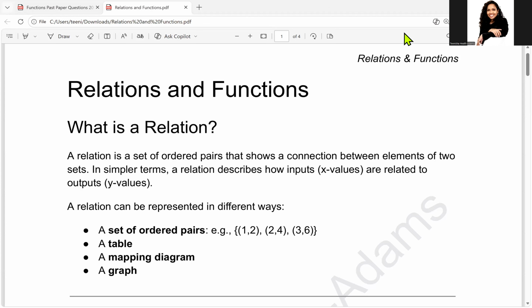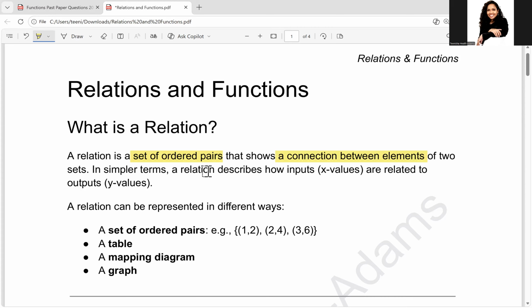What is a relation? Last class, I can't remember how long ago, maybe 2 or 3 weeks, we talked about relations and the different types of relations. A relation is a set of ordered pairs, right? I'm going to highlight the things that are important. A set of ordered pairs that shows a connection between elements of two sets.